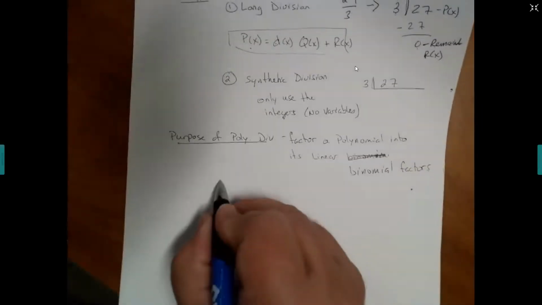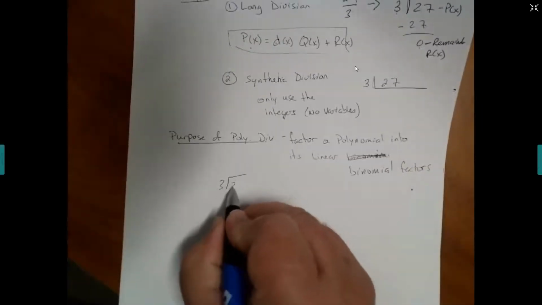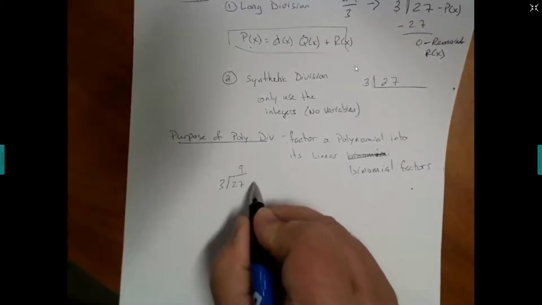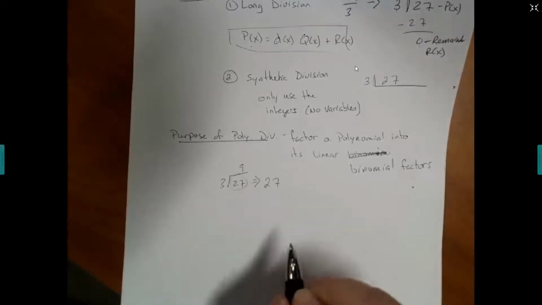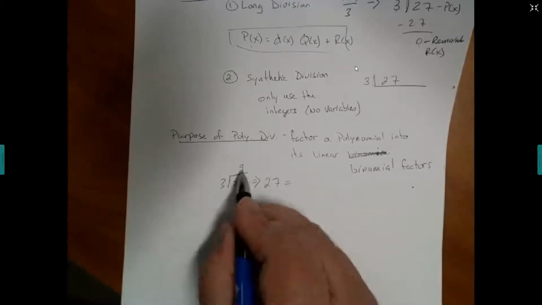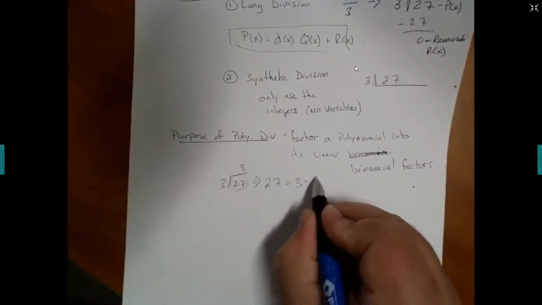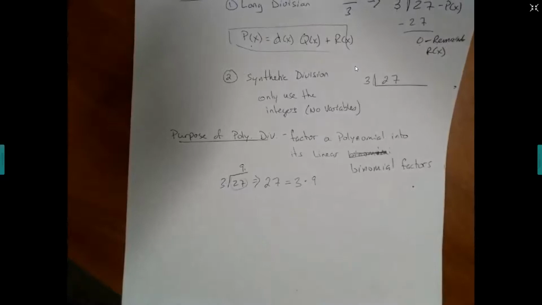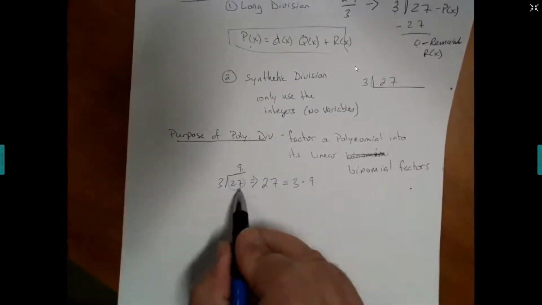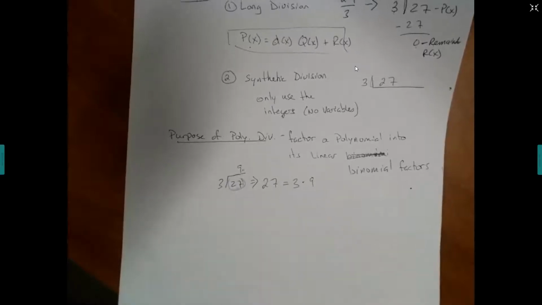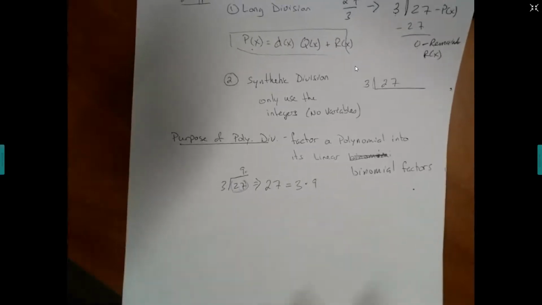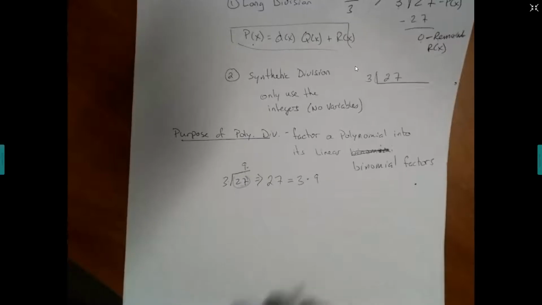For example, we see from our example here, what this tells us is 27 is made up of 3 times 9. So we start off with this, that's our numerator, and we broke it down into 2 smaller components, and we keep on going from there. So that's pretty much the gist of it.